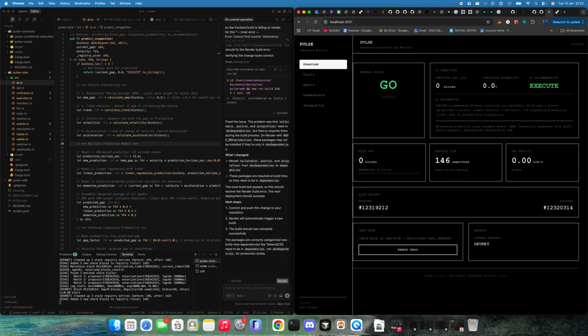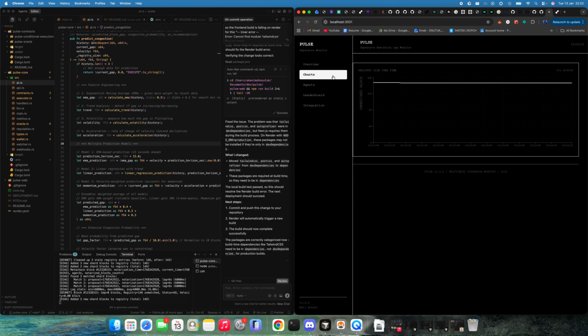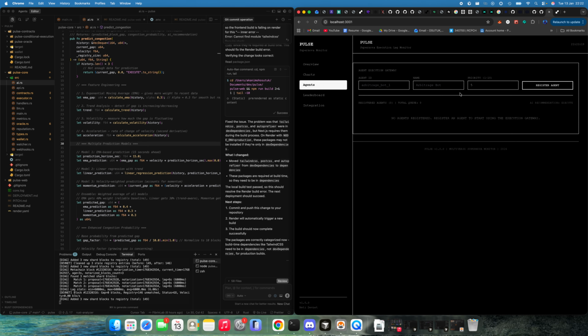Also, it's got charts, and it's also got a place where you can add agents.